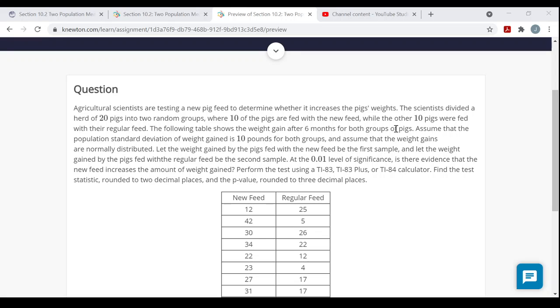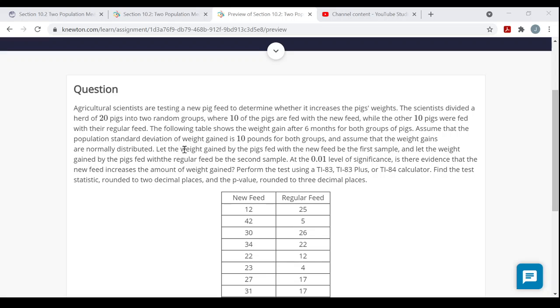We're supposed to assume that the population standard deviation of weight gained is 10 pounds for both groups, and assume that the weight gains are normally distributed. Now, when they say that, the sample sizes aren't a problem. Because if it's only 10 and 10, those are pretty small sample sizes. But we're assuming here that the populations are normally distributed, so it really doesn't matter what the sample sizes are. We can still apply the central limit theorem to this, and then do that test for a difference of two population means.